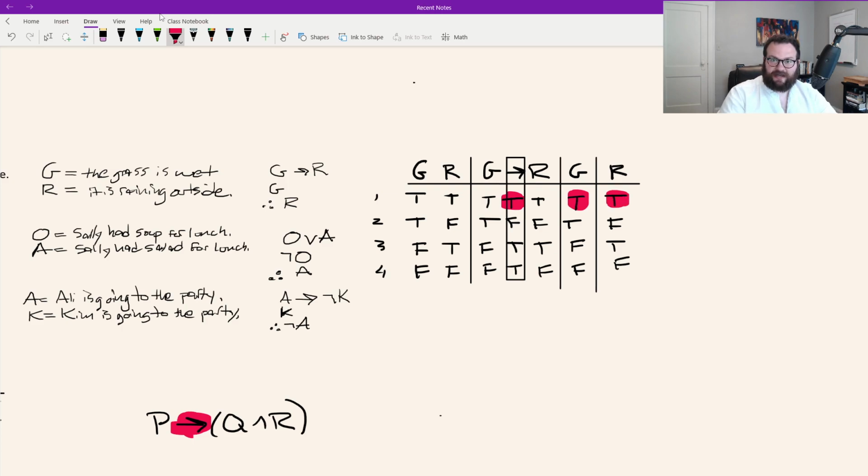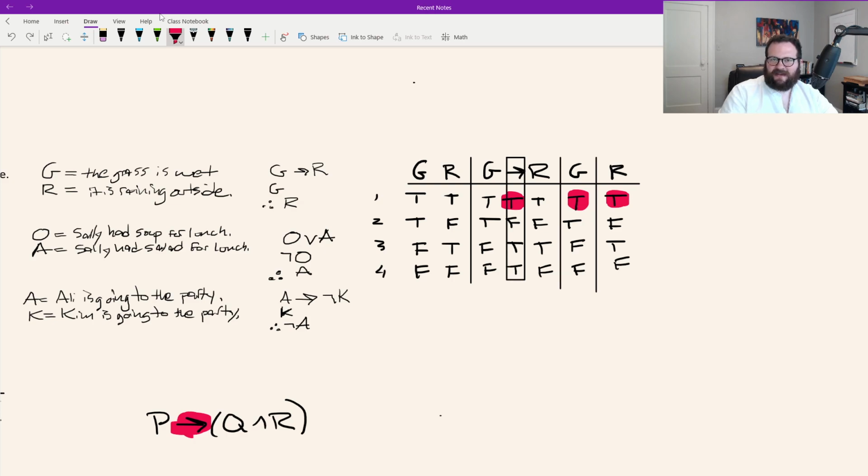But we have to keep checking. Now, on row two, this premise is false. So we don't even need to check this row. It's not relevant to the validity of this argument. We're only looking for rows where all the premises are true. Okay? On row three, this premise is true, but this premise is false. So again, it's not relevant. On row four, this premise is true, but again, this premise is false. And therefore, this row is not relevant.